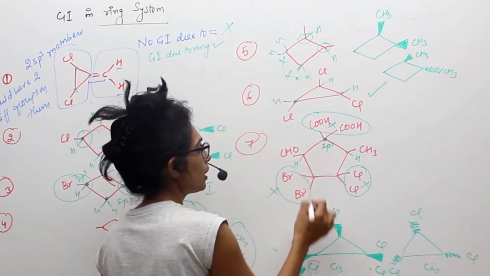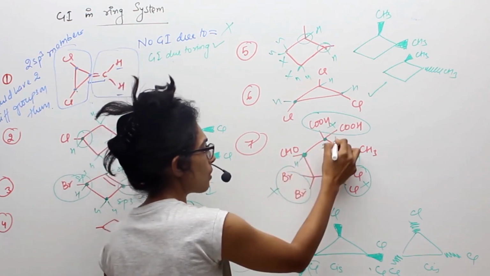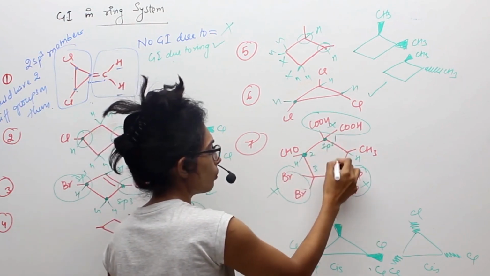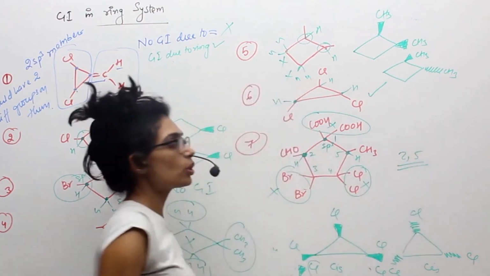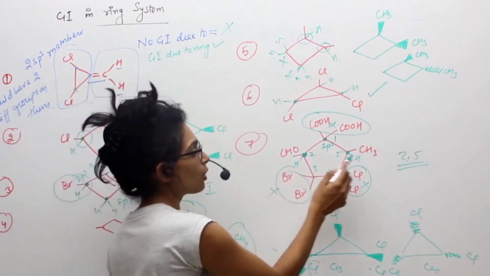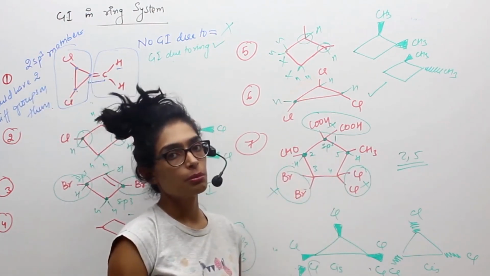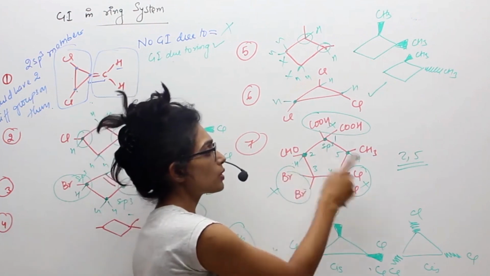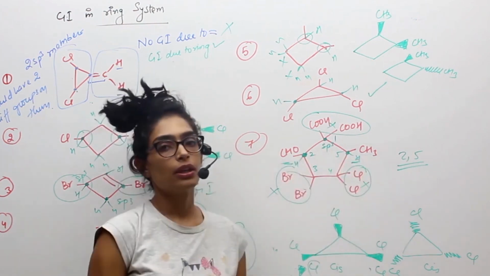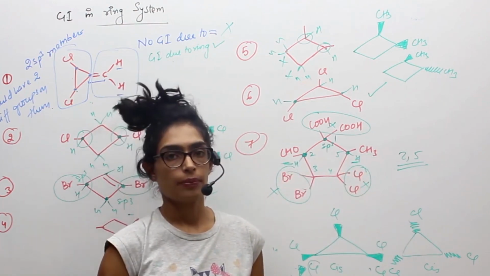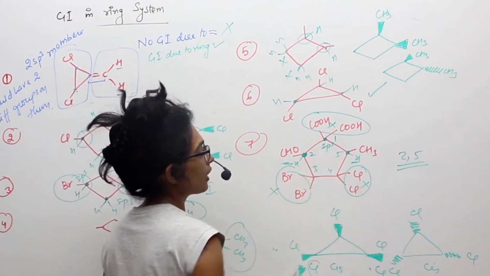Here you have CH3, here you have CHO and hydrogen. So with respect to this carbon, I'll just mark carbon 1, 2, 3, 4 and 5. So carbon number 2 and 5 with respect to each other will show GI. If both the hydrogens are away from the viewer or towards the viewer, the configuration will be called cis. If they are in opposite configurations, if one is towards the viewer and one is away from the viewer, then the configuration will be called trans. Okay, so this will also show GI, and GI will be shown by the second carbon and the fifth carbon of the ring.